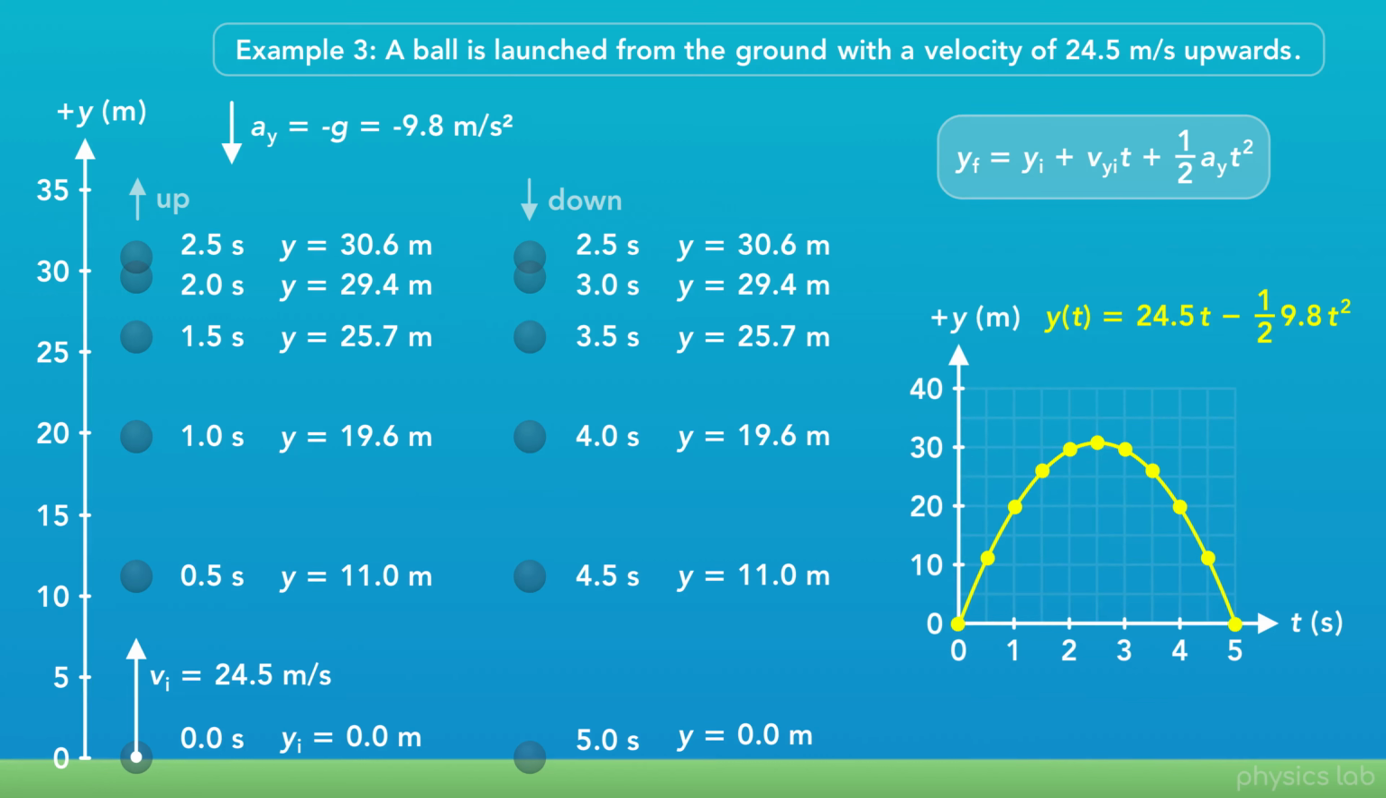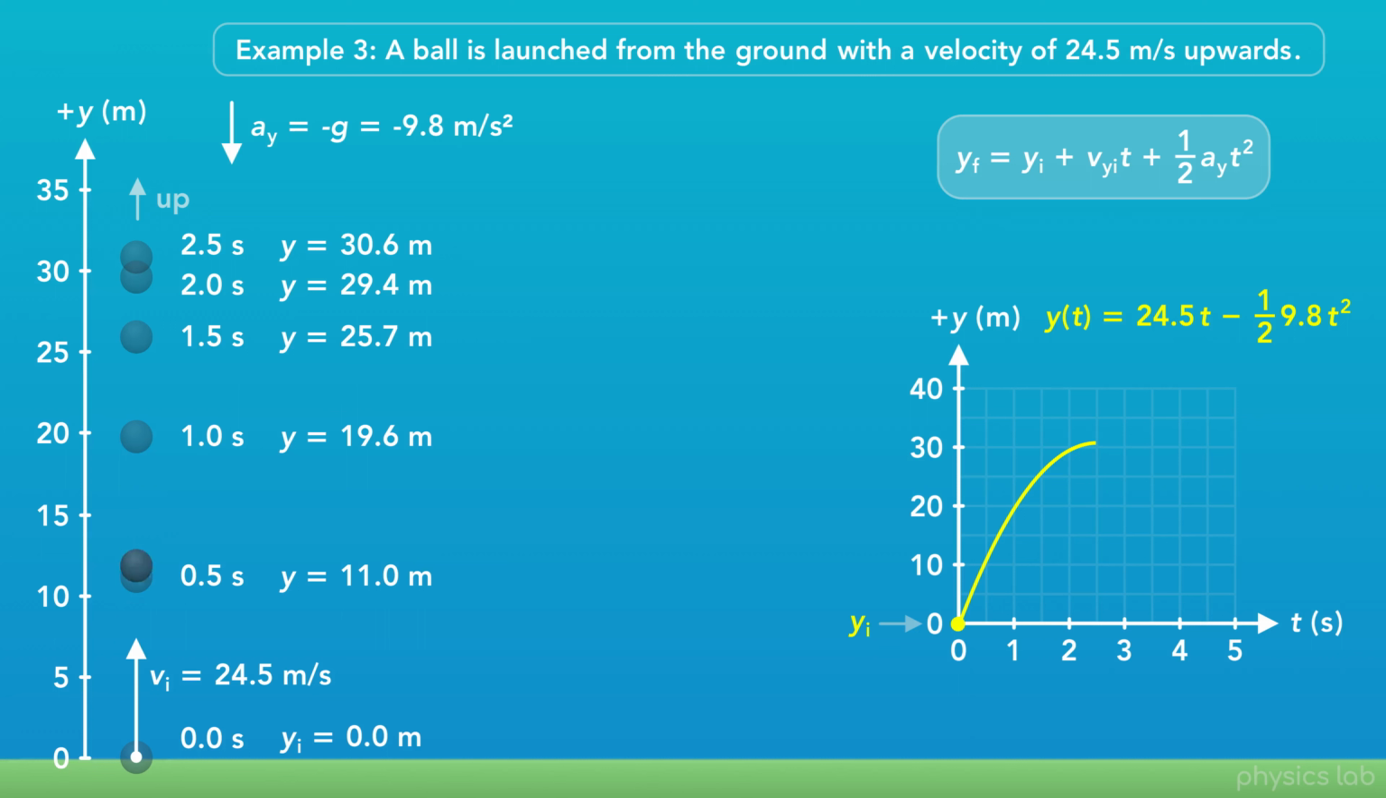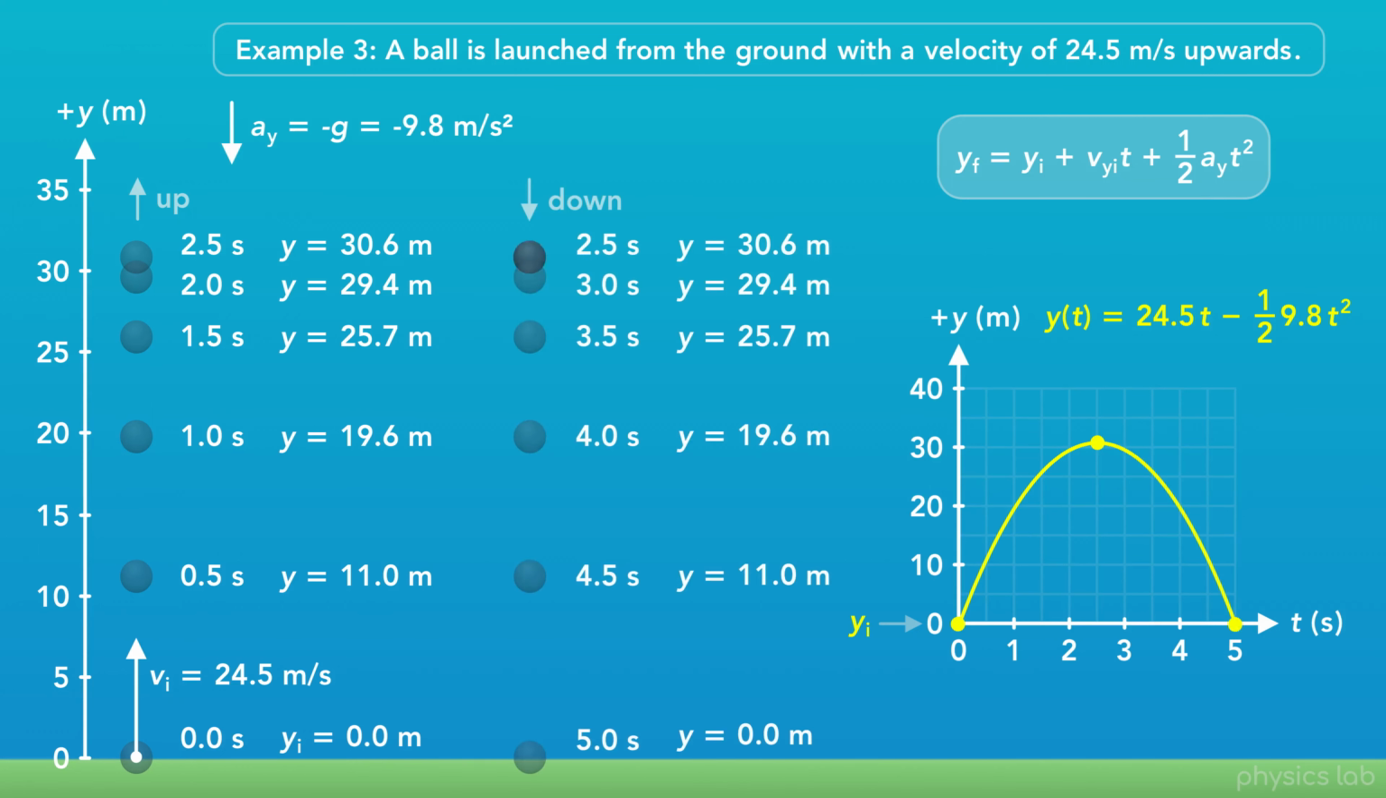And here's the position versus time graph for this motion. Again, this might look like a two-dimensional trajectory of an object moving through the air, but this is just a graph of the height over time. So the y position starts at 0 meters, then it increases as the ball moves upwards. The ball reaches a maximum height of 30.6 meters at 2.5 seconds. Then the y position decreases as the ball falls down, and it reaches 0 meters again at 5 seconds.